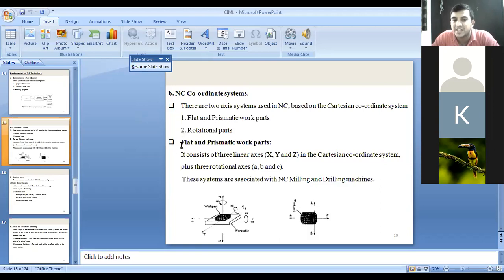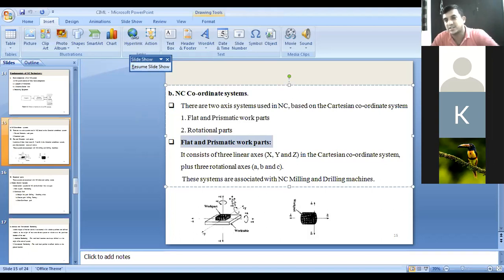Suppose the machine carries a flat or prismatic work part, we have three coordinates. Those are linear coordinates. By applying the right hand thumb rule, the thumb shows the x-axis, the forefinger shows the y-axis, and the middle finger shows the z-axis. In milling and drilling machines, the workpiece is held and fitted in the x and y axes. The cutting tool comes and performs in the z axis. That is a flat and prismatic work part. Those are the linear coordinates.